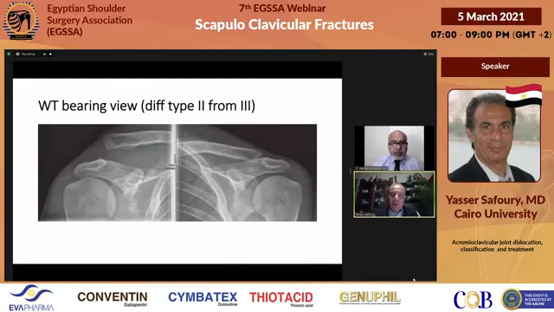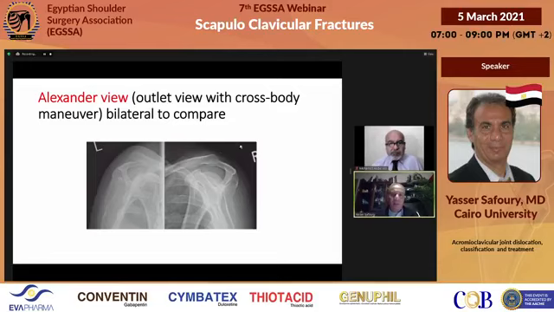Some authors and surgeons prefer weight-bearing X-rays to differentiate between the second and third types of the Rockwood classification. Others do not agree, because the dynamic stabilizers, which are the muscles, contract, and you will not benefit from this type of view.